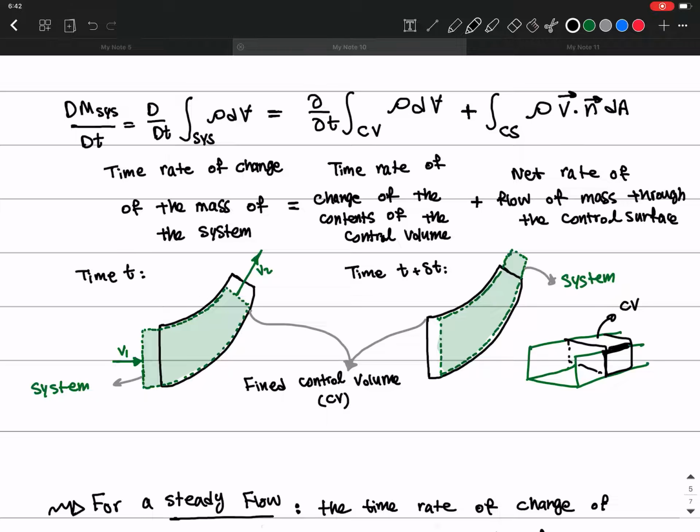And so your system or fluid goes through this fixed control volume. You measure the changes inside this control volume with some equipment that you have, and then you also measure the mass that is going through these control surfaces, right? So you also have to consider that. So you also consider the masses that are going through these control surfaces.